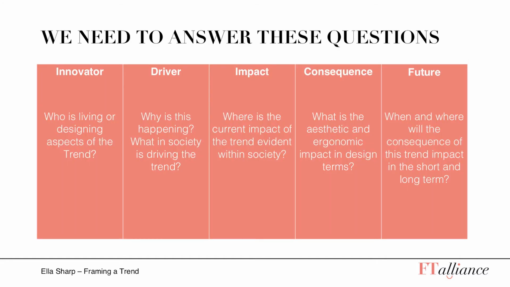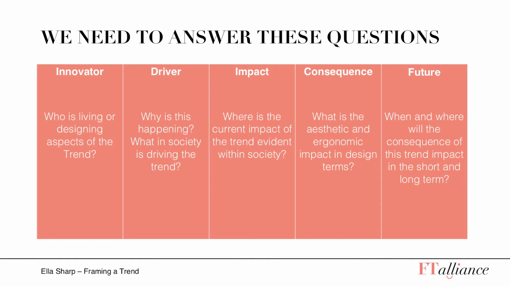But before we do that, we need to answer these questions. So I've copied Martin Raymond's process, which is we've got 5 different columns. We've got the innovator, so who's living or designing aspects of the trend. We have the driver. Why is this happening? What in society is driving this trend? Why do we need it? The impact is, where is the current impact of the trend evident within society? So we need to be able to see this trend and where it's happening within society.